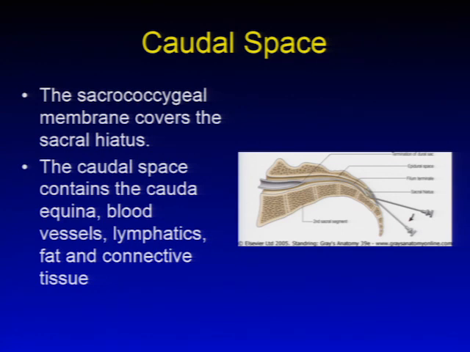The sacrococcygeal membrane covers the sacral hiatus. The caudal space contains the cauda equina, blood vessels, lymphatics, fat, and connective tissue. It is at this space that caudal blocks may be performed. They are usually performed in pediatric patients as the overlying ligaments have not yet ossified.